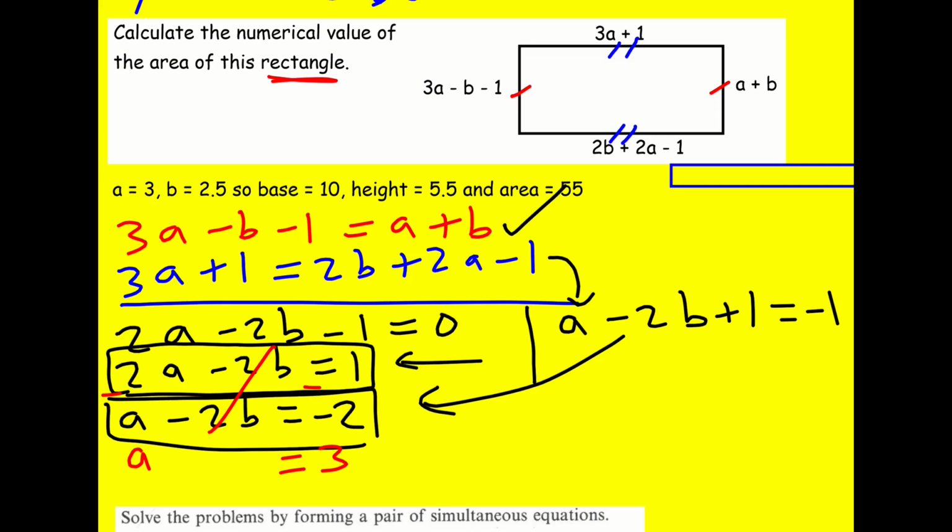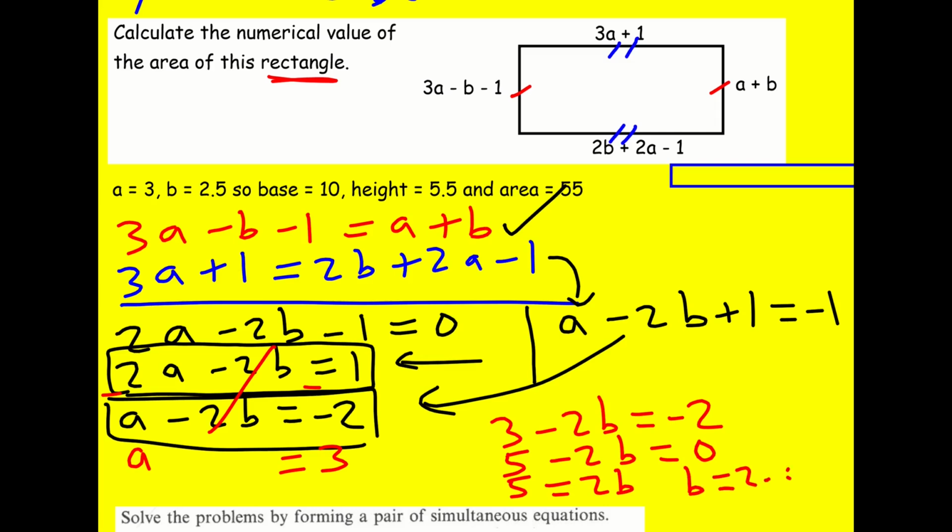Brilliant. What shall I put it back into? Don't know actually. I think I'll put it back into this one. So I can write that 3 minus 2b is equal to minus 2. I can rearrange this. I'm going to add 2 to both sides to give me 5 minus 2b equals 0. So 5 equals 2b, so b is equal to 2.5.